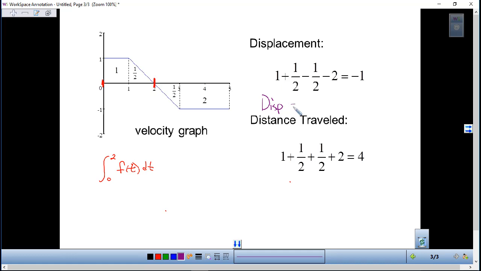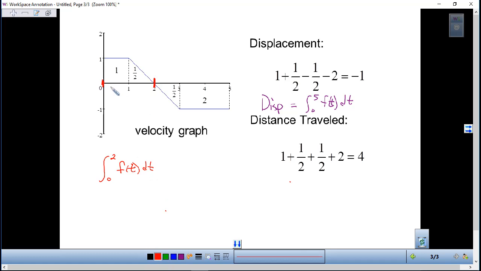Would just simply be, there is no absolute value thing, so all you would do is be the integral from 0 to 5 of f of t dt. Now, if you wanted the distance traveled, we have to take and make this down here positive. So if we're doing it by hand, this is what we have to do.